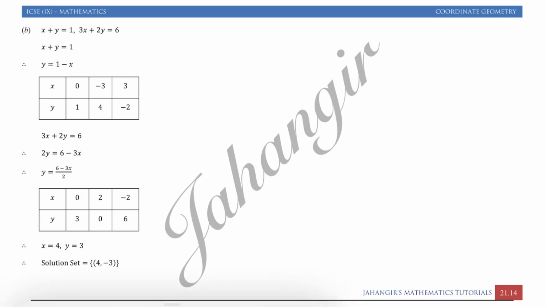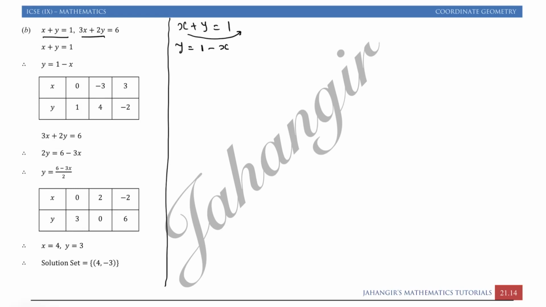Question number 2, part B. Here again we have two equations we have to solve graphically. The first equation is x plus y is equal to 1. As we had discussed in the rules, we will always make y the subject of the formula, because x is independent. We can put different values in x, and y is always dependent on the value of x. So y is the dependent variable and x is the independent variable. So here I will get y is equal to 1 minus x. We are just transferring x to the other side.